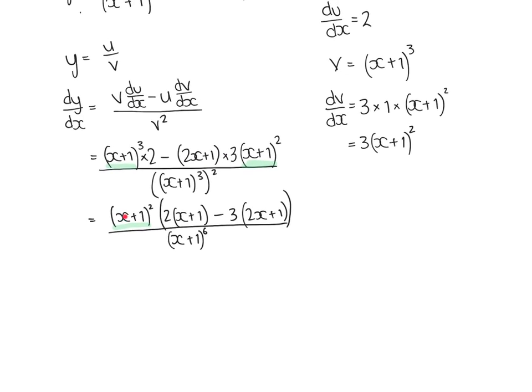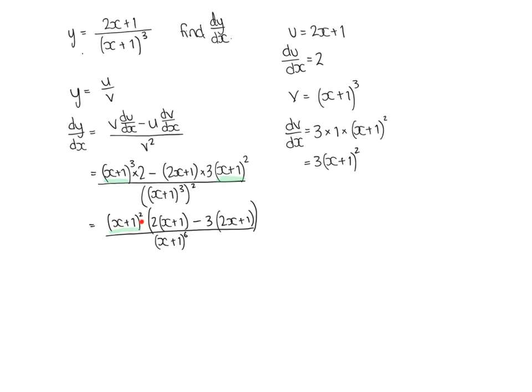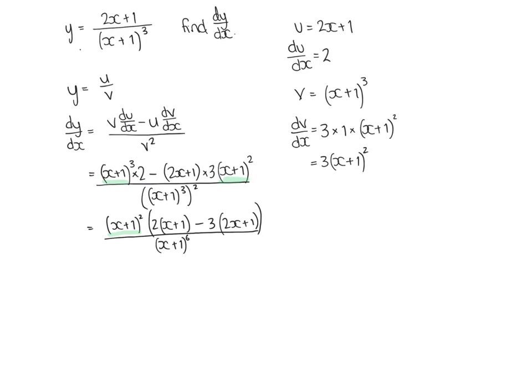Okay, and now we've got (x plus 1) squared, so it might be worth pausing there just to check you're happy with that factorising. We've got (x plus 1) squared out the front, and we've got (x plus 1) to the 6 on the bottom. So we can cancel out both of those with 2 of those. Okay, and that's almost always going to happen. You'll be able to cancel out with your denominator.